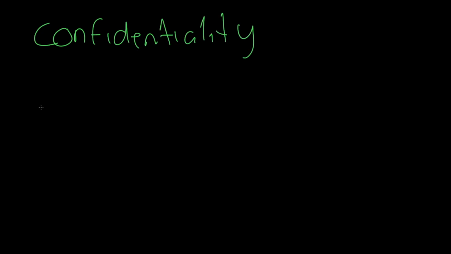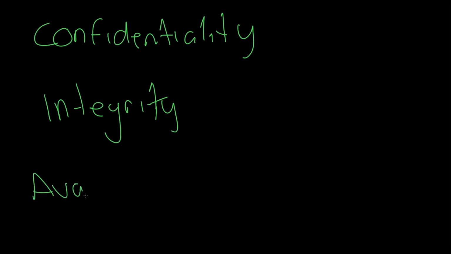So there are three key objectives that are within network security or cryptography as well. So the first one is confidentiality. The second one is integrity. Yes, I know I can't write or spell. And lastly, availability.